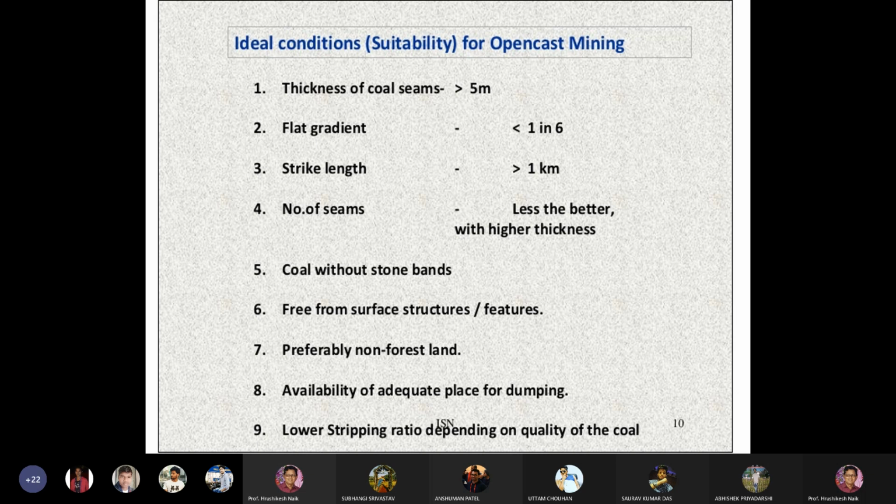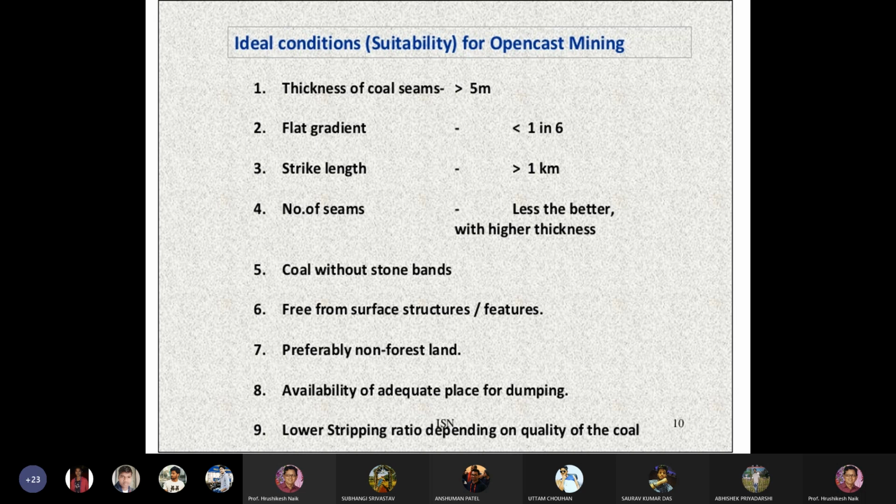with coal stone bands. There should not be any stone band in the coal deposit itself. It should be free from surface structures and features. Where the surface mining is carried out, the area should be free from surface structures and features. It should preferably be non-forest land, because if it is forest land, then you have to get clearance from the forest department to cut the trees, which is a very difficult task. That is why if you are going for open cast mining, it should be non-forest land.